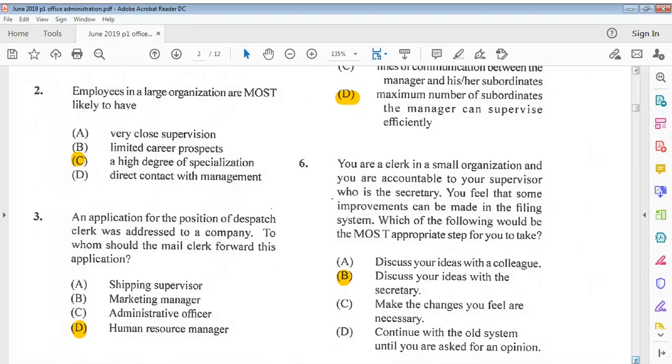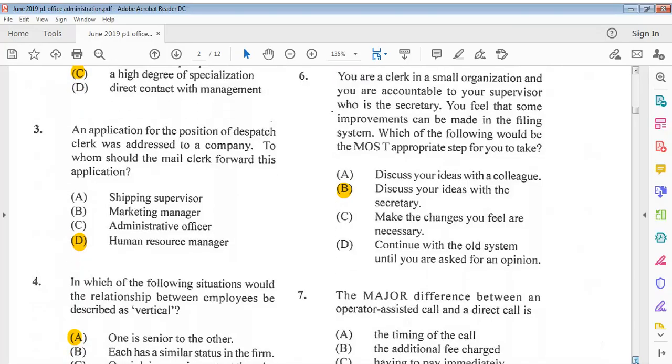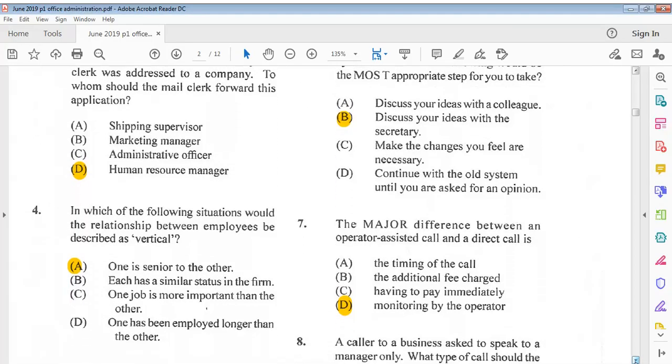An application for the position of dispatch clerk was addressed to a company. To whom should the mail clerk forward this application? A. Shipping supervisor. B. Marketing manager. C. Administrative officer. Or D. Human resource manager. And it is quite obvious that the answer would be D, human resource manager. Let's move on to question number 4.